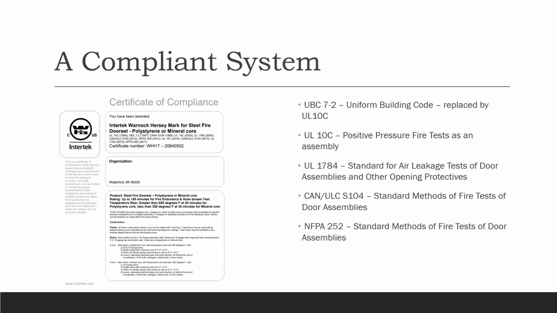Now, integrated door systems are completely compliant, so let's talk about some different compliance codes. UBC 7-2, that's your Uniform Building Code. It's one of the first codes, and it goes through positive pressure testing, which brings me to UL 10C. That's your positive pressure test. UL 1784, that's your air leakage test; we'll talk about that on the next couple of slides. CAN/ULC-S104, that's your Canadian standard. And NFPA 252 outlines the methods of fire tests of door assemblies.